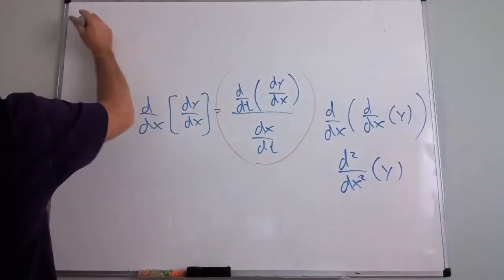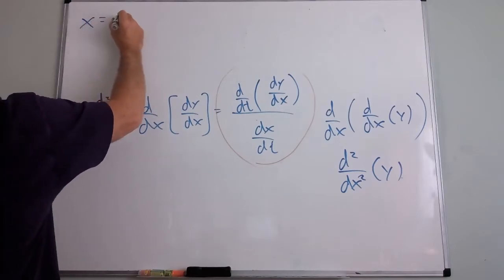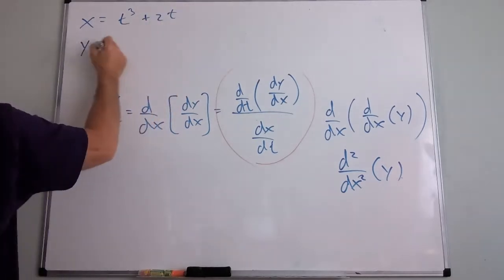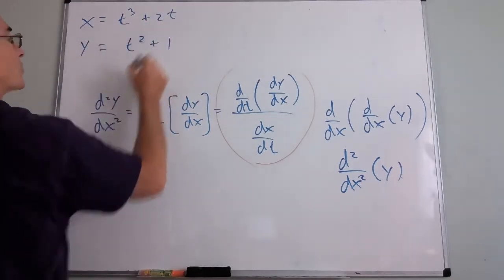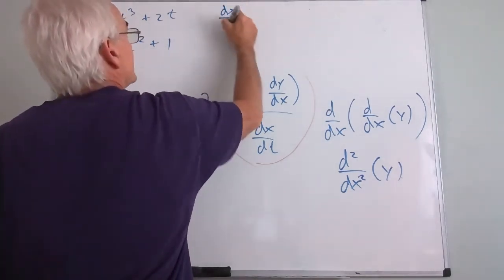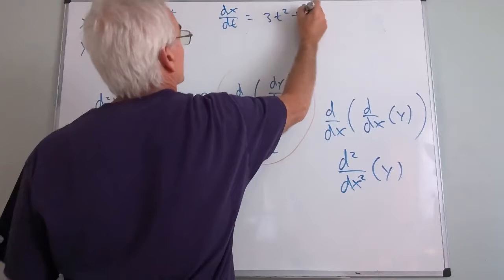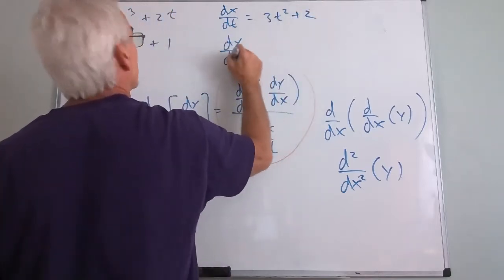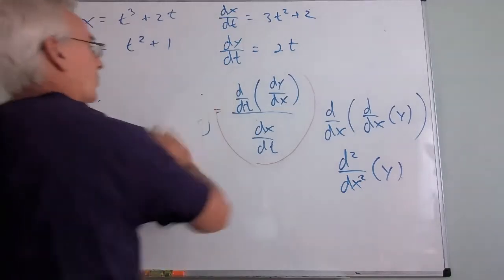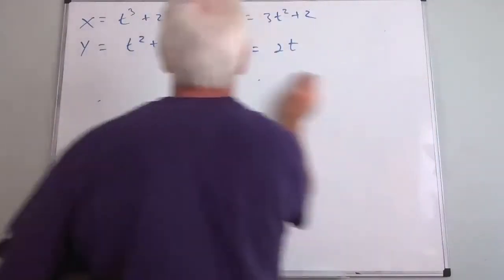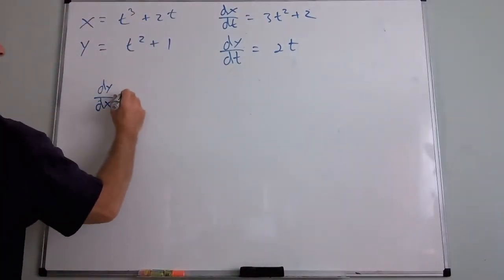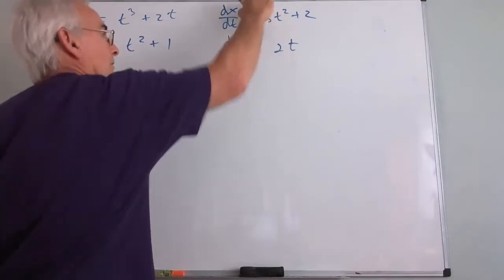We'll do a simple one here. So x is going to be, let's say, t cubed plus 2t, and y is going to be, I don't know, t squared plus 1. Let's keep it really simple. dx/dt is 3t squared plus 2. dy/dt is 2t. Let me erase, I don't need this anymore. All right, so what is dy/dx? This over this.